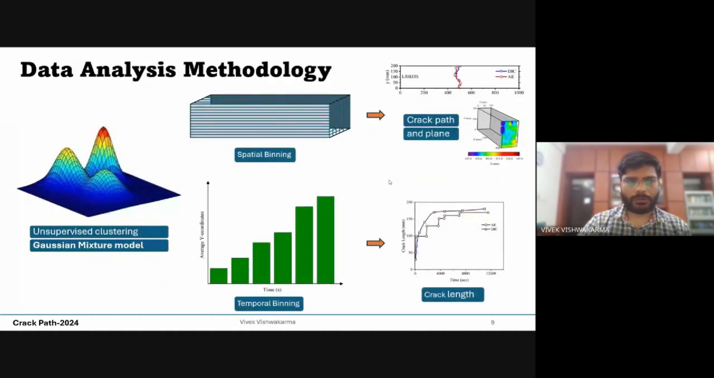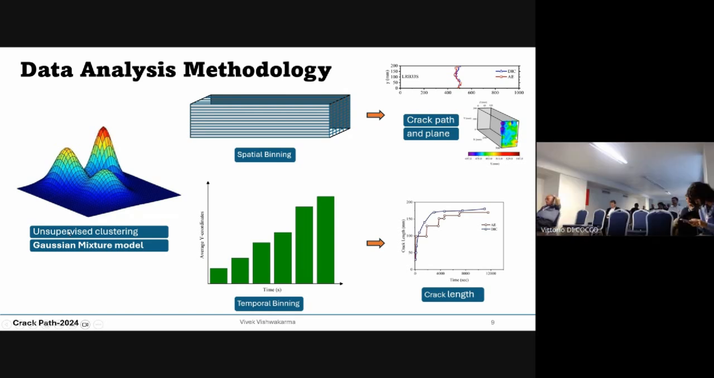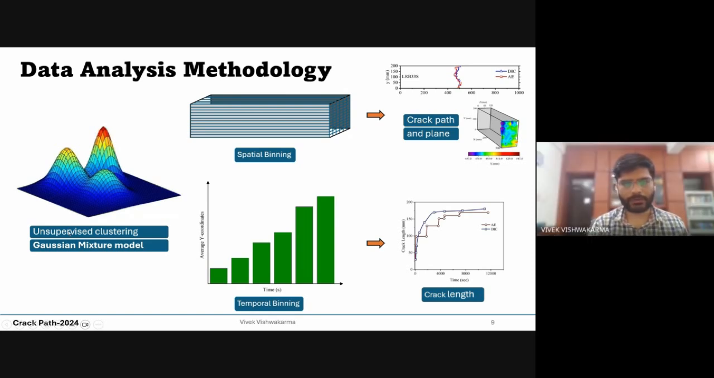So how this data analysis methodology works, I have divided it into three parts. First is you have to do clustering. You have to characterize your events in tensile crack and other crack opening modes. Why I am focusing on tensile cracks? Because concrete is very weak in tension compared to its compressive strength. It is almost one tenth, and the whole fracture behavior is governed by tensile strength, the tensile cracks.